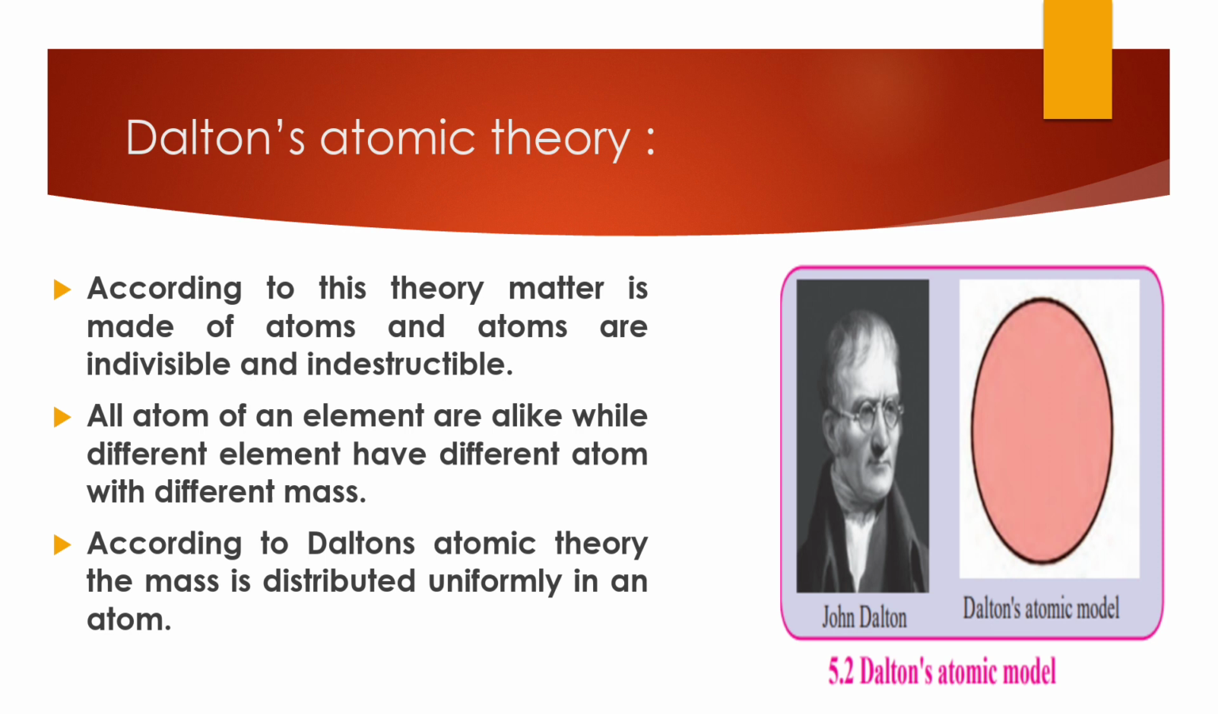So here he is saying that in an element all atoms are very similar to each other, but in different elements the atoms will be different, and their masses will also be different. Then according to Dalton's atomic theory, the mass is distributed uniformly in an atom. That is why you can see a single sphere where the mass is uniformly distributed. These were the postulates given by Dalton, known as Dalton's atomic theory.